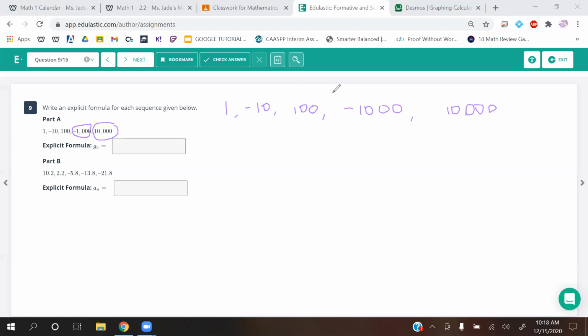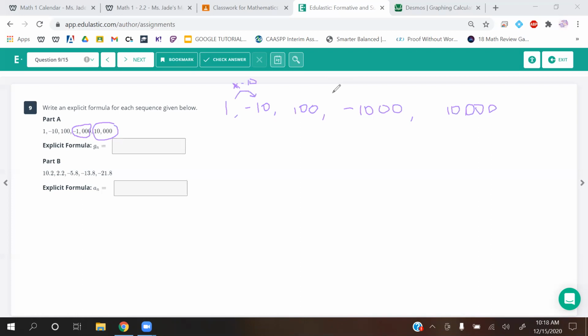Does anybody know what the pattern is? Are we adding every time? Are we multiplying every time? And what are we doing that by? Does anybody know? Yes, okay, good, teamwork. Michael says negative 10, Alana says multiply. Yes, we are multiplying by negative 10. Good job. So every single time we are multiplying by negative 10.